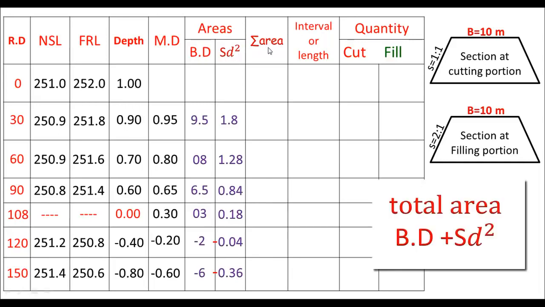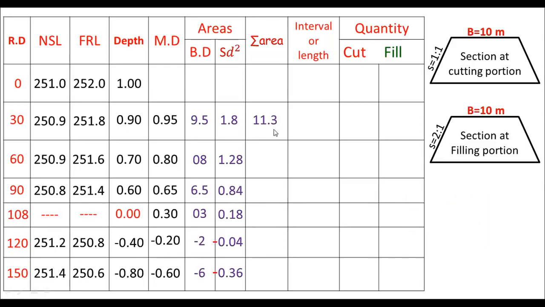Now we can get the summation of these two areas, just 9.5 plus 1.8, this is of course 11.3, and 8 plus 1.28, this is of course 9.28, and so on. Just add these two and plug this in the column of summation of area, right?